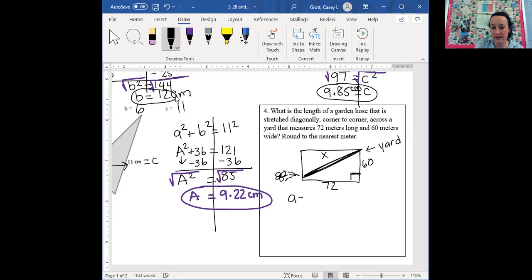So A, B, C. Let's figure out what some of these numbers are. Here's my right angle, because here's the corner of the triangle. If I draw my arrow across, it's going to point to X. So that means my A is going to be 60. B is going to be 72. C is always across from the right angle. This is what we are trying to find. So I have 60 squared plus 72 squared is equal to C squared.